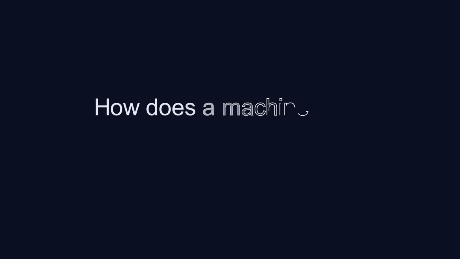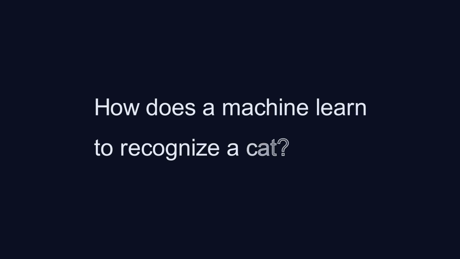How does a machine learn to recognize a cat? Not by being told, look for whiskers. It learns the same way you did, from millions of examples. GPT-4 has 1.76 trillion parameters doing exactly this.